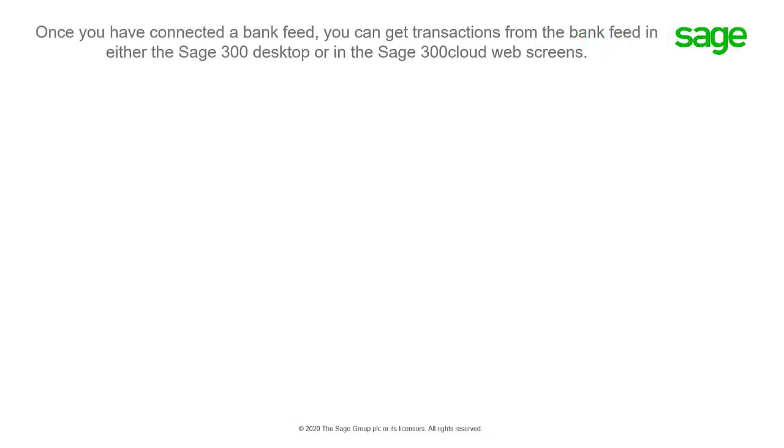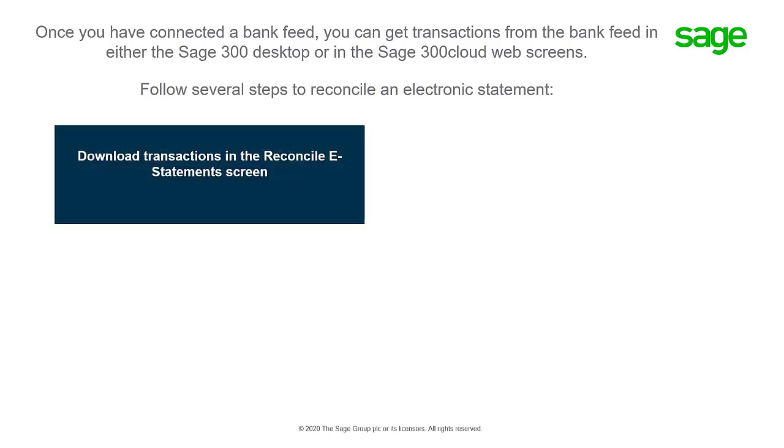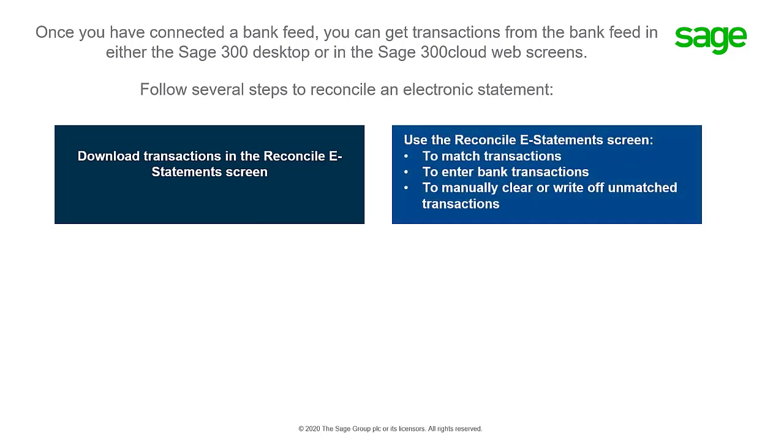Once you have connected a bank feed, you can get transactions from the bank feed in either the Sage 300 desktop or in the Sage 300 cloud web screens. You need to follow several steps to reconcile an electronic statement. First, you download transactions in the Reconcile e-Statements screen. Then, you use the Reconcile e-Statements screen to match transactions from the electronic statements to transactions in Sage 300, to enter bank transactions, and to manually clear or write off any unmatched transactions.